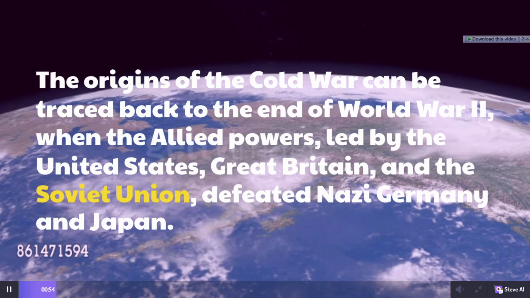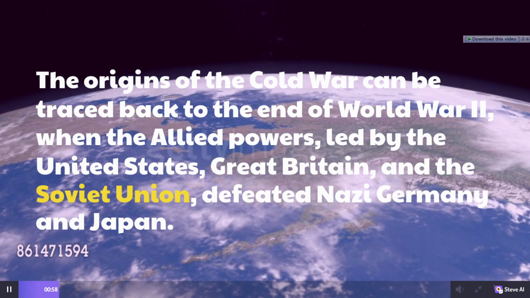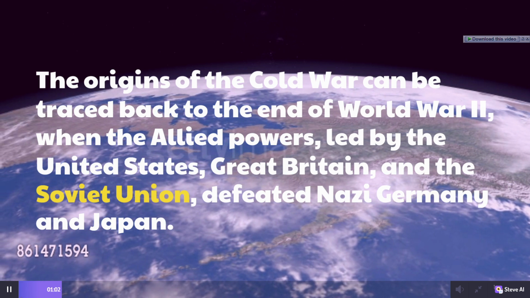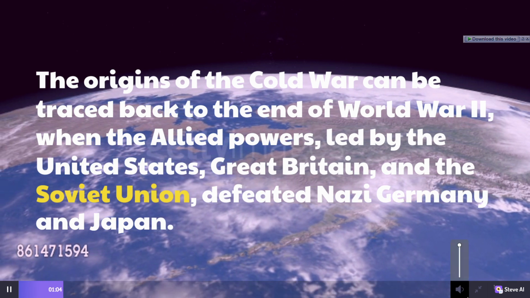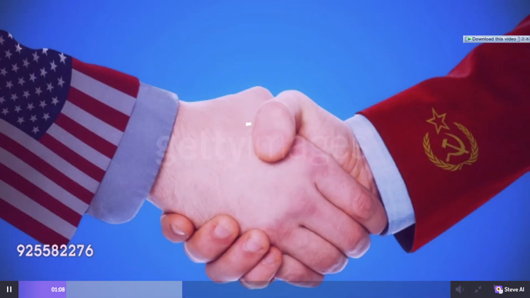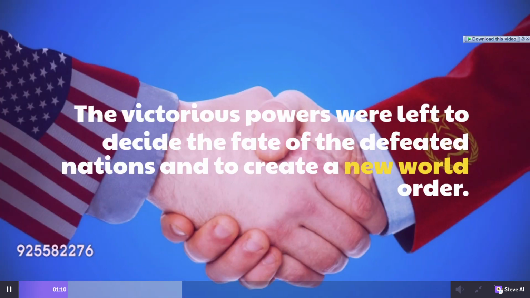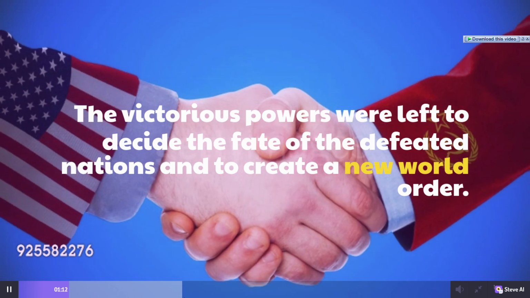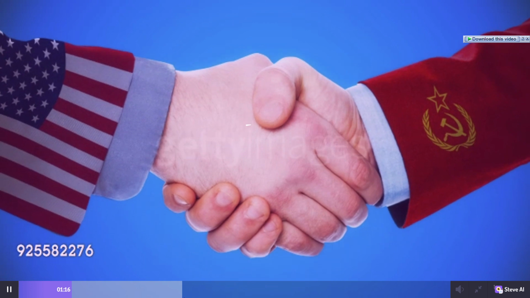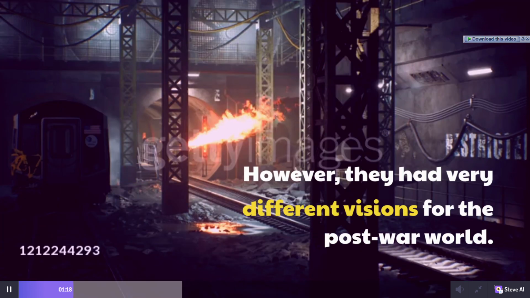The origins of the Cold War can be traced back to the end of World War II, when the Allied powers, led by the United States, Great Britain, and the Soviet Union, defeated Nazi Germany and Japan. The victorious powers were left to decide the fate of the defeated nations and to create a new world order. However, they had very different visions for the post-war world.